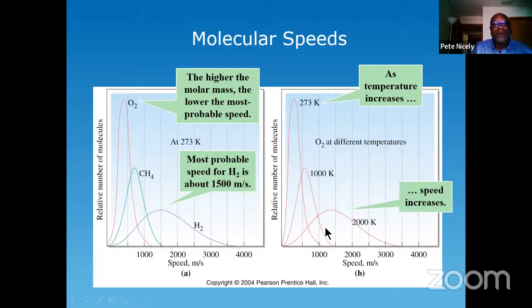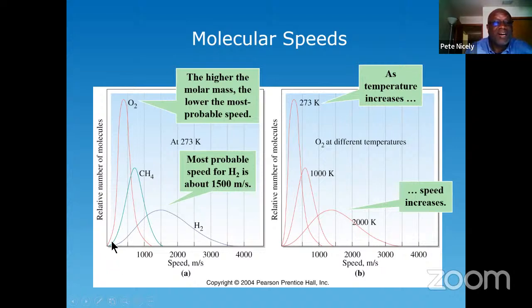Okay, now what I want to show you here are two different graphs. These graphs plot the relative number of molecules on the y-axis, and the speeds of the molecules on the x-axis. As you can see, for these different gases, oxygen, methane, and hydrogen, you have different plots. And as I said before, for any gas, the molecules will be moving at different speeds. So there's a distribution, which is represented by the curves here.